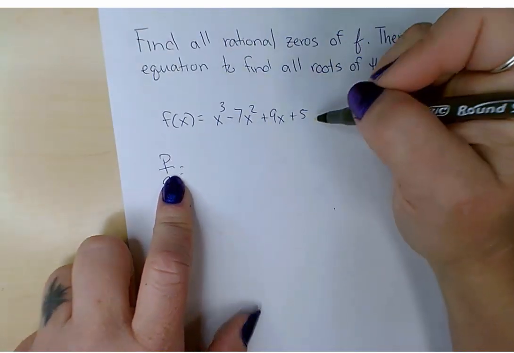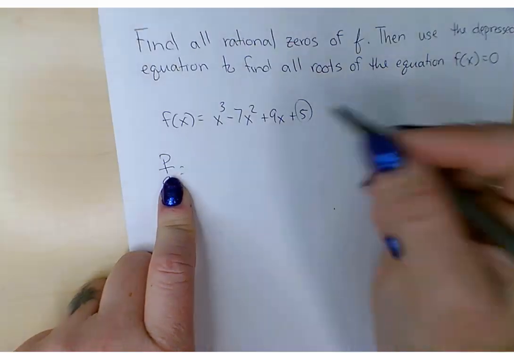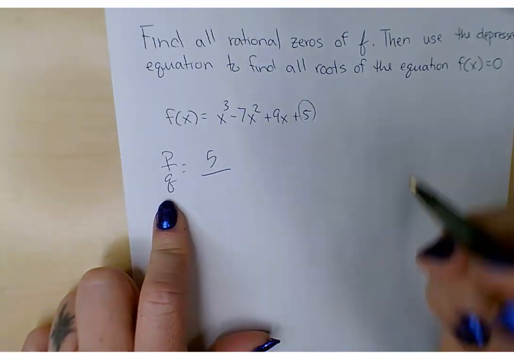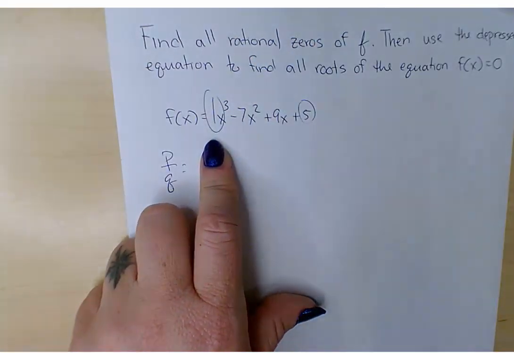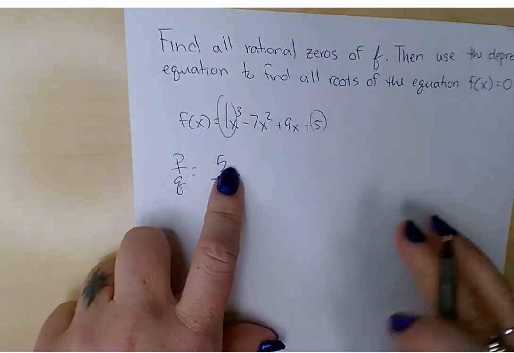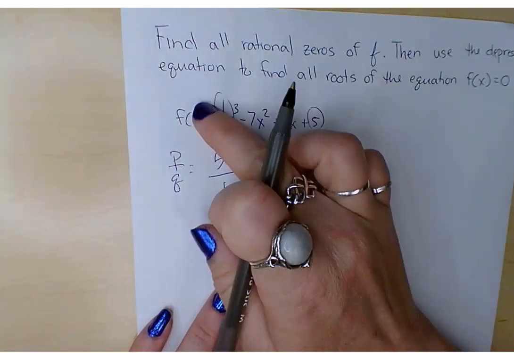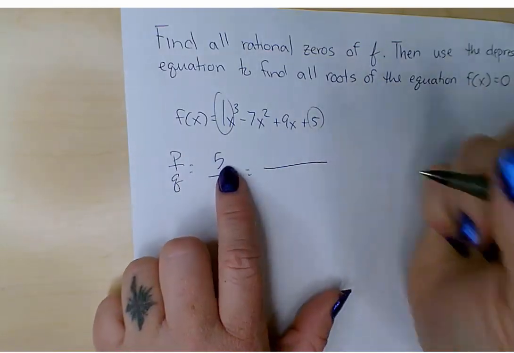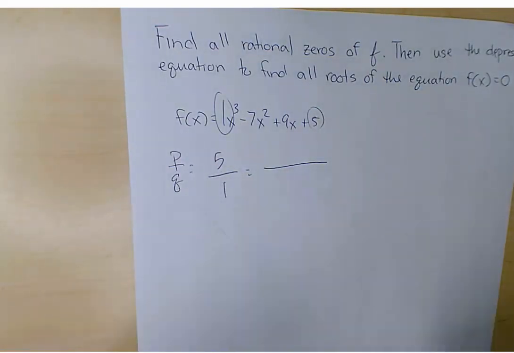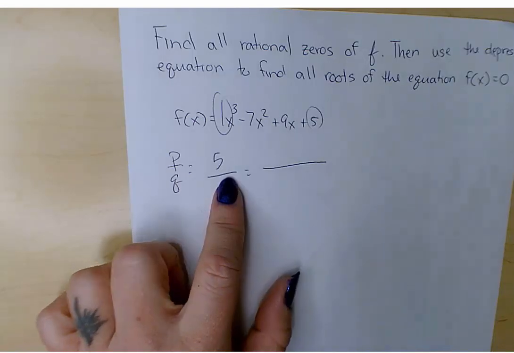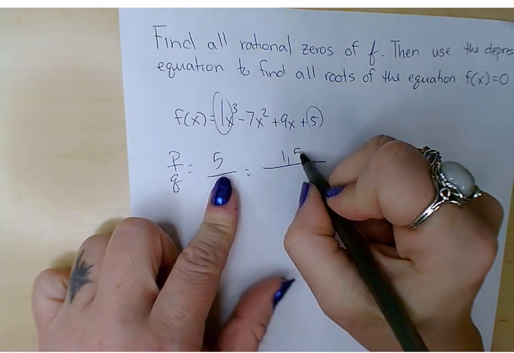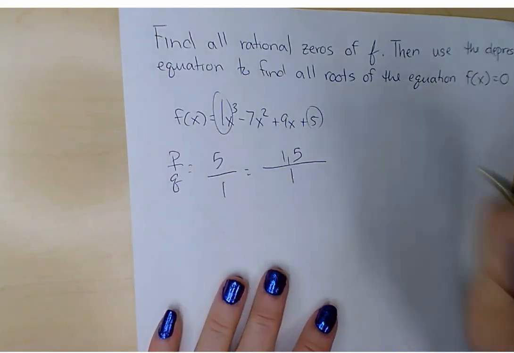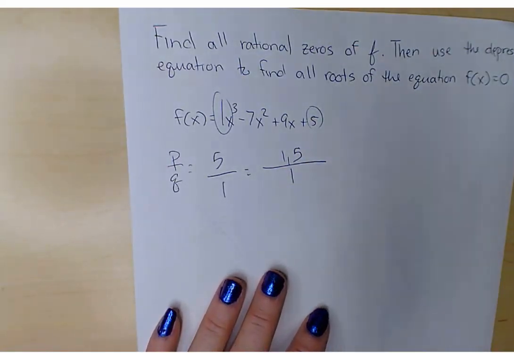process, where p represents the constant term, which for this equation is a 5. Q represents the leading coefficient, which for this equation is a 1. All right, so your numerator, think of it, the last number over the first number is how I think of it. And what you want to do is find all factors of those numbers. So in your numerator, we have a 5. All factors of 5 are just 1 and 5. Those are the only numbers that multiply to get 5. The only number that multiplies to get 1 is a 1.